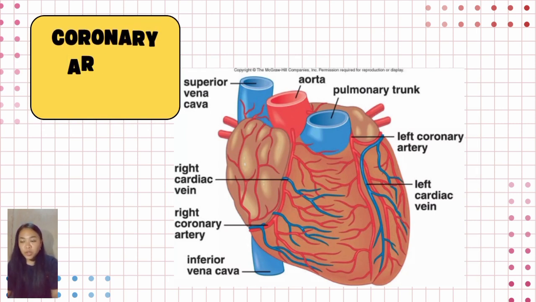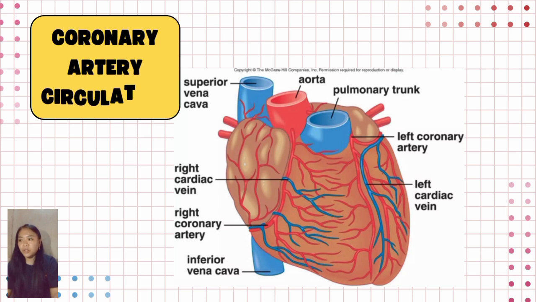Take a look at the picture above. Coronary circulation is the circulation of blood in the arteries and veins that supply the heart muscle. Coronary arteries supply oxygenated blood to the heart muscle. Cardiac veins then drain away the blood after it has been deoxygenated.